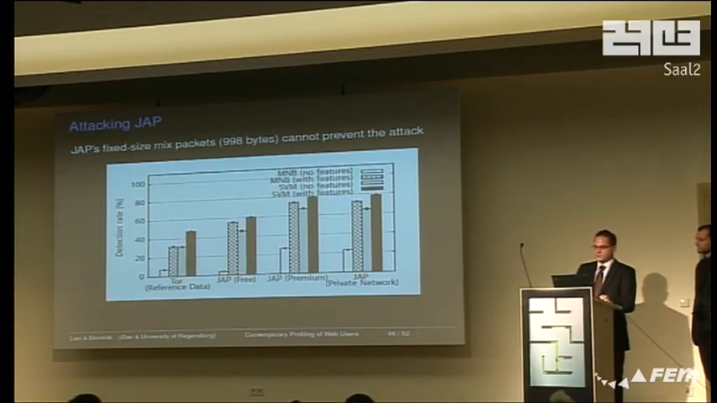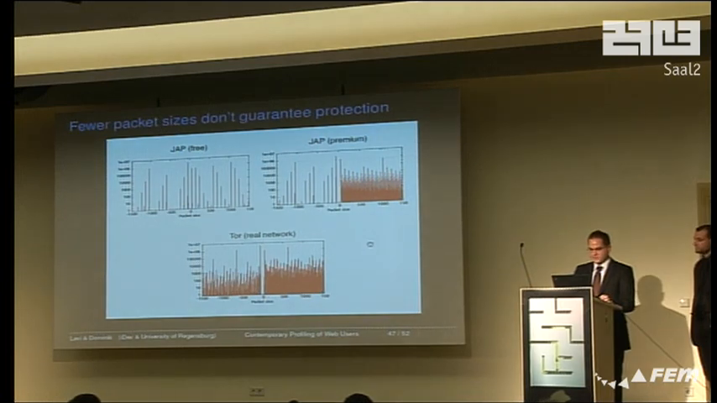So even though YAP uses bigger packets, 998 bytes per packet, it's performing worse than Tor regarding this attack. That's pretty bad news if you thought that packet sizes and padding helps protect your privacy. In fact, fewer packet sizes don't guarantee protection at all.